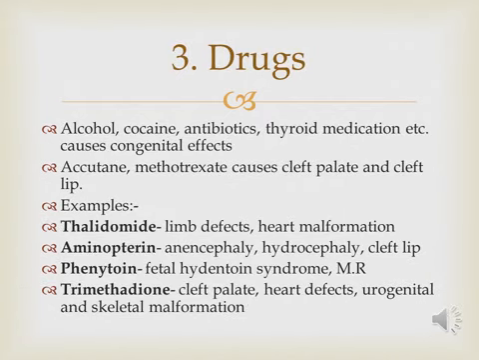The third teratogen is drugs. Alcohol, cocaine, antibiotics, thyroid medication, etc. cause congenital defects. If the mother of the offspring is using any of these drugs, the offspring will have congenital defects. Accutane and methotrexate cause cleft palate and cleft lip. Some examples of drugs which cause congenital defects are given.